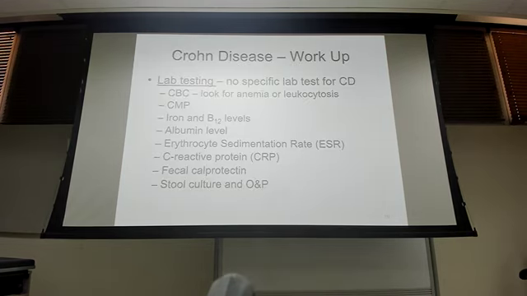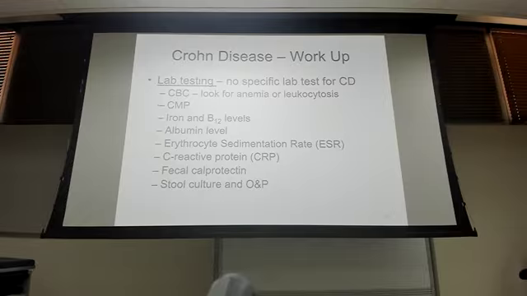So how do we work it up? There's not a single lab test to say, oh, this is Crohn's, right? But we talked about nutritional deficiencies, and we can also get some anemia. If there's an infection or an abscess, we can get high white count or leukocytosis. We can also look for those elevated inflammatory markers that we talked about in block 1.